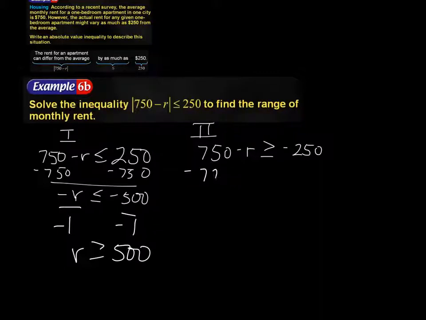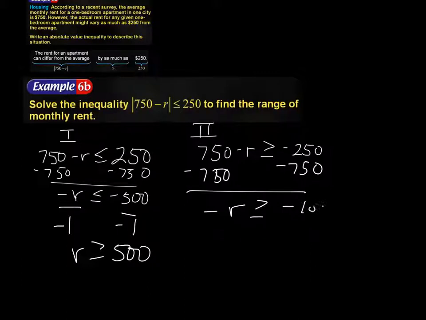Subtract 750 from both sides again. So we have -R is greater than or equal to -1000. Divide both sides by -1, and since I divided by a negative, it's going to change my inequality to less than or equal to.